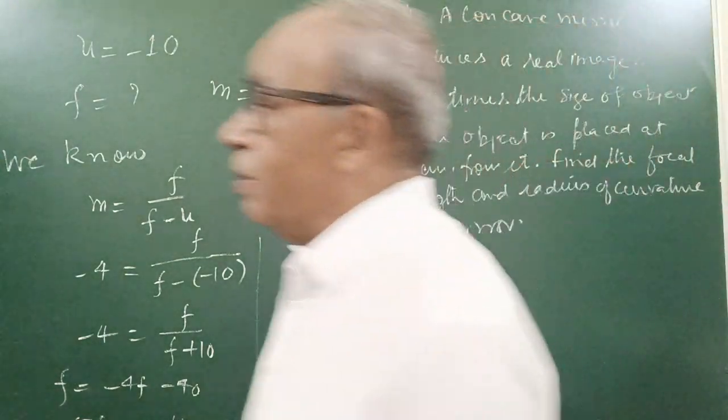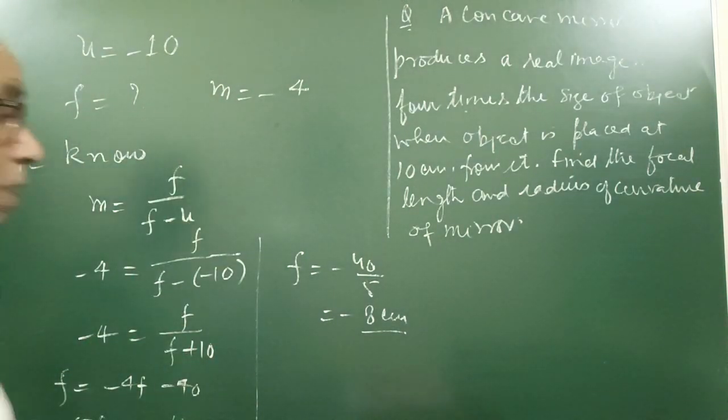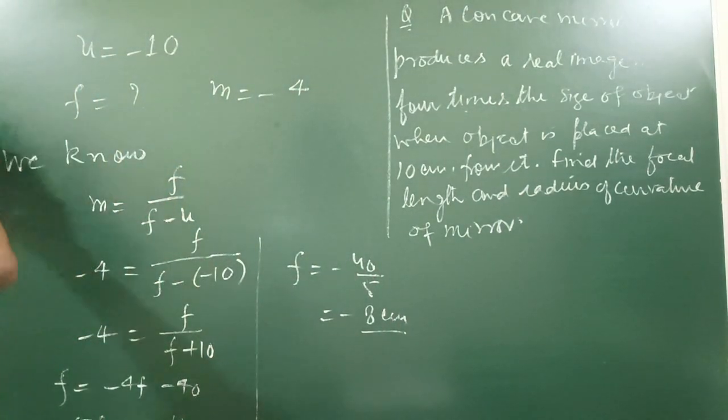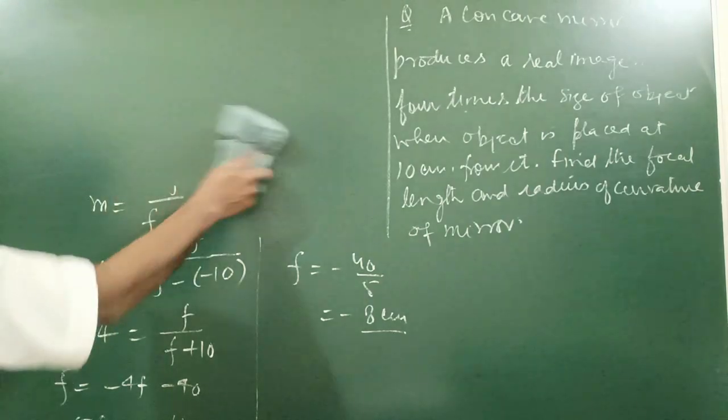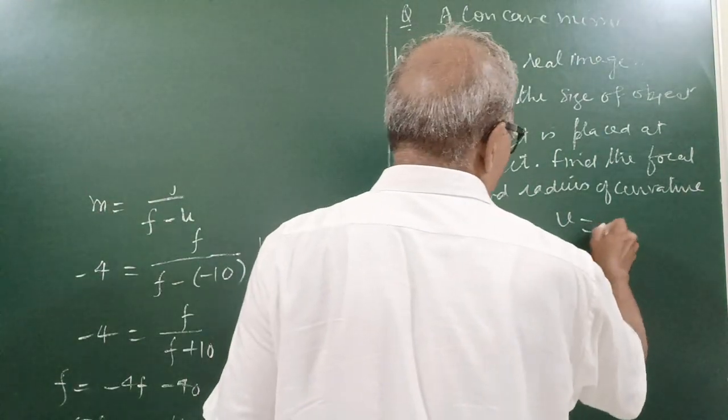If the object is between F and 2F, a magnified real image is found beyond. You can find v also, but you are not asked. Now, if you want to find v, then what to do? There are two ways, if you are asked what v is.